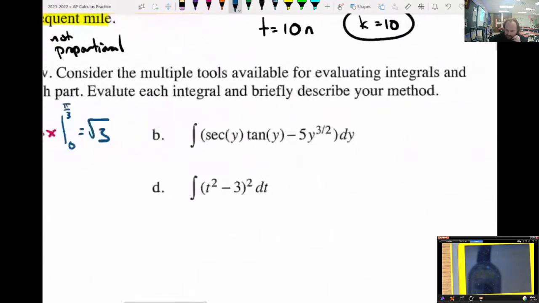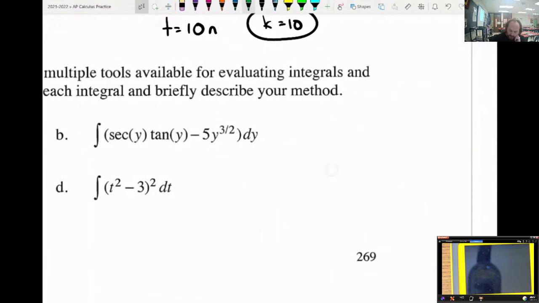For the next one, this is an indefinite integral, so we will not be actually getting a number answer, but we do have to take the antiderivative. The antiderivative of secant tangent, that's just the secant. And the secant of y, I guess, in this case. The derivative of secant is secant tangent, so there's an antiderivative relationship there.